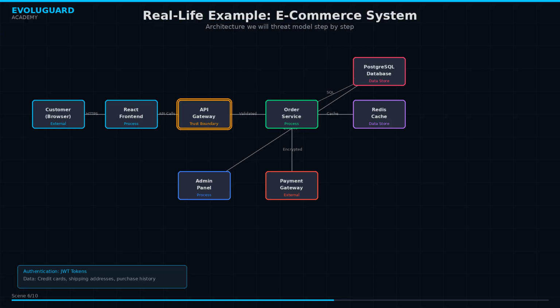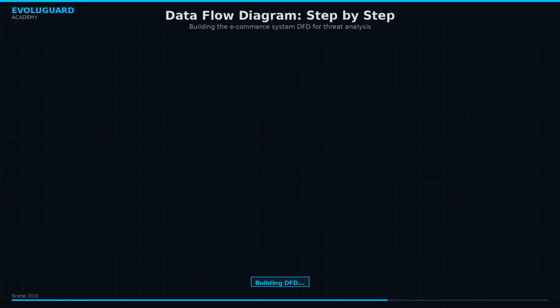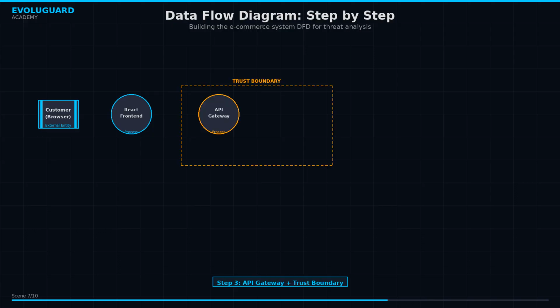Let's threat model it properly. Threat modeling always starts with the data flow diagram. Let's build it step-by-step. Step 1, our external entity, the customer. Step 2, the web application frontend. This is our first process. Step 3, the API gateway.